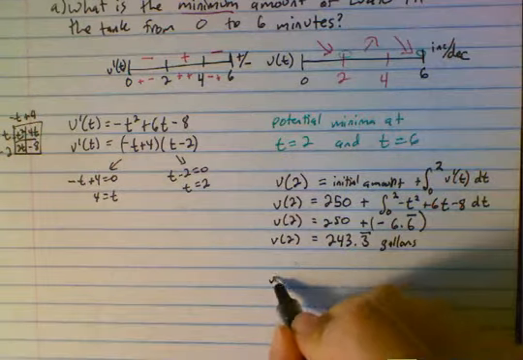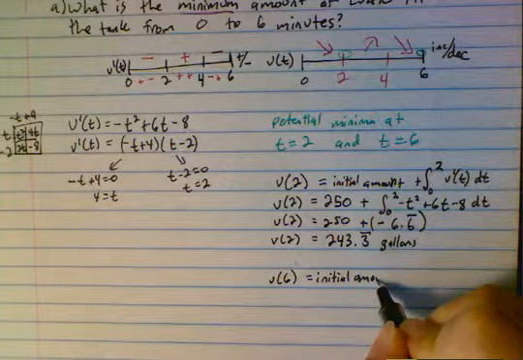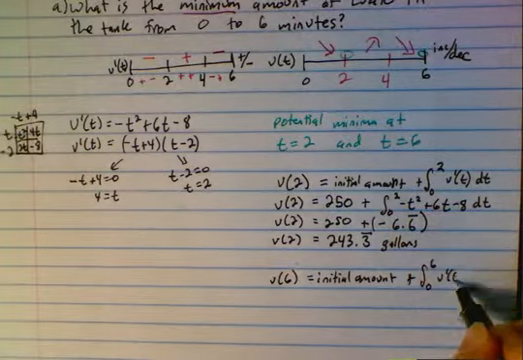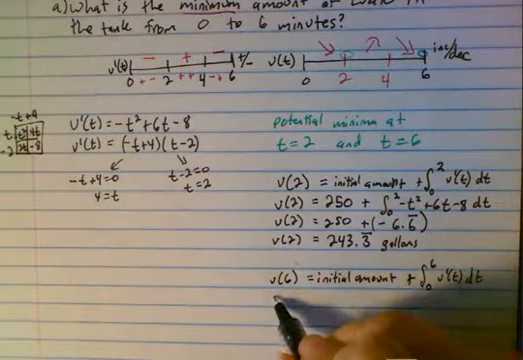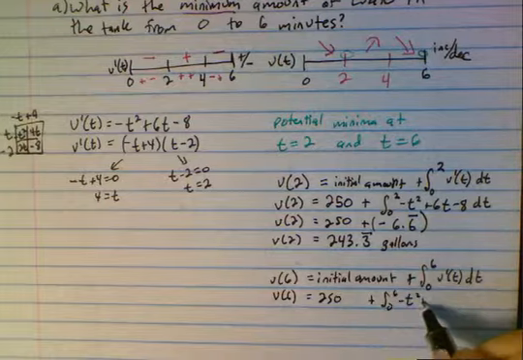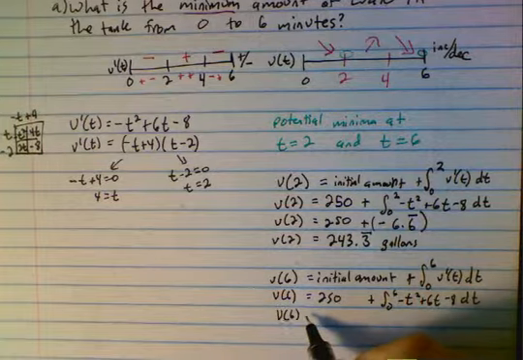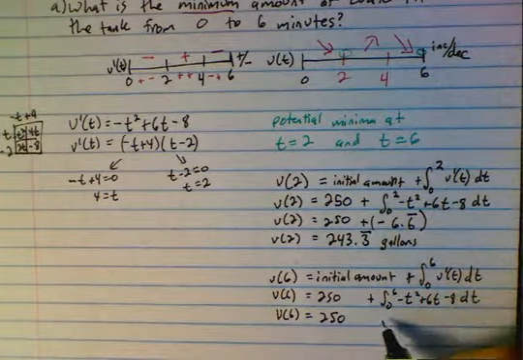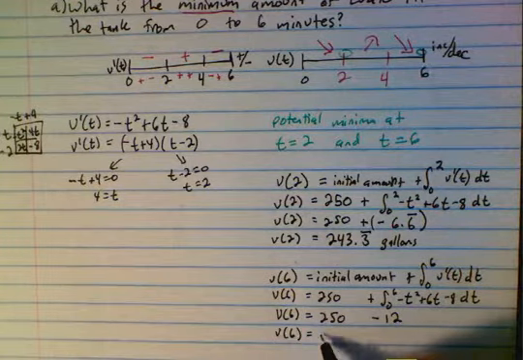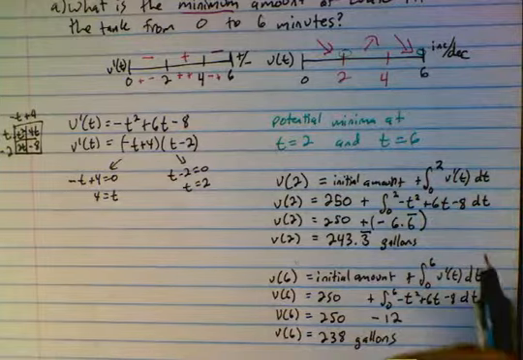Okay, so let's compare that to V of 6. This is the initial amount, 250. But now we're going to add the integral from 0 to 6 of V prime of t dt. And again, if we put that in the calculator, use the definite integral, we get negative 12. This is smaller.